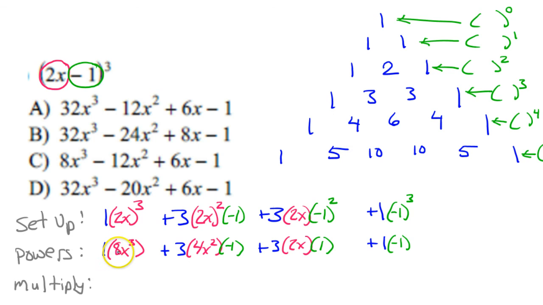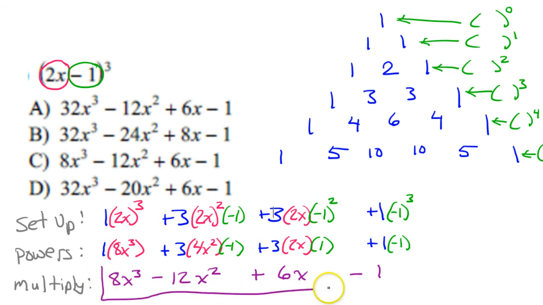So 1 times 8x to the third power is just 8x to the third power. Now here I've got 3 times 4 times -1. 3 times 4 is 12, times -1 makes -12. So I'll have -12x squared. 3 times 2 is 6, times 1 is still 6. So I'll have plus 6x. Then 1 times -1 is -1. So I'll just have -1. So this should be the final answer.